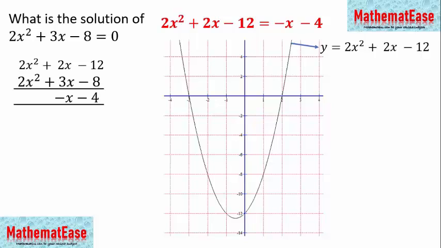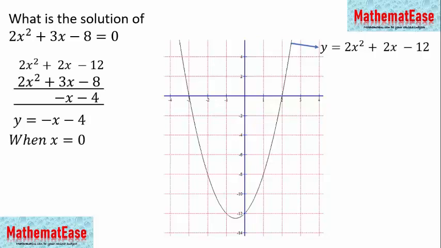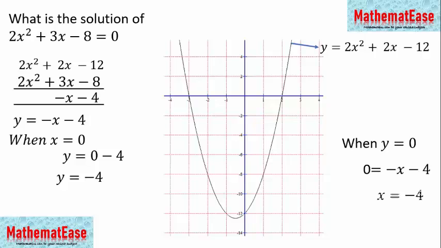You know, I will add to both sides. So the other side, I will have minus x minus 4 because that's what I added to both sides. That one means that y is equal to minus x minus 4. So I will do what I did previously. When x is equal to 0, I will get y is equal to 0 minus 4. You know, there is nothing like minus 0 or plus 0. 0 is 0. So y is equal to minus 4 here. Then when y is equal to 0, 0 is equal to minus x minus 4. So x is equal to minus 4.